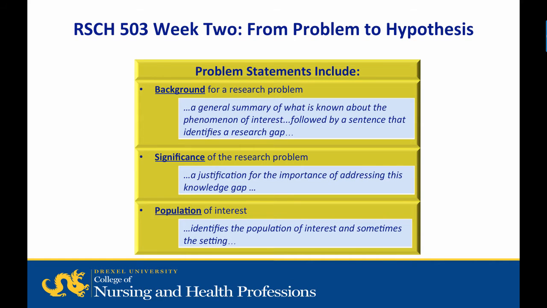A research problem statement includes the significance of the problem to the target population of your interest, the background of the problem or what is already known about the problem, and finally the problem statement, which identifies the specific gap in knowledge that is needed for quality practice.